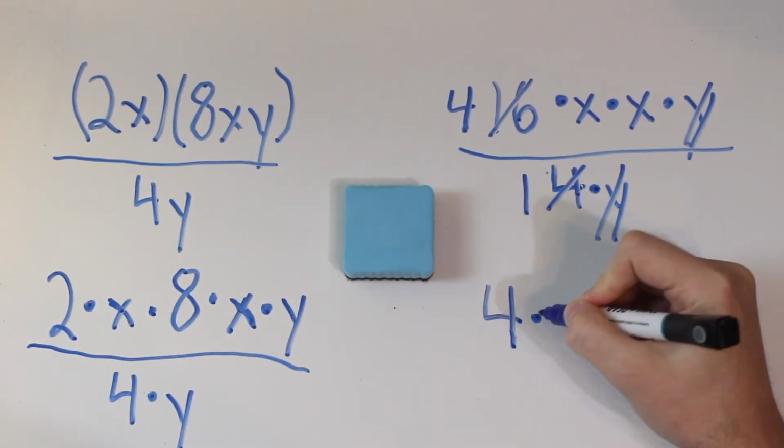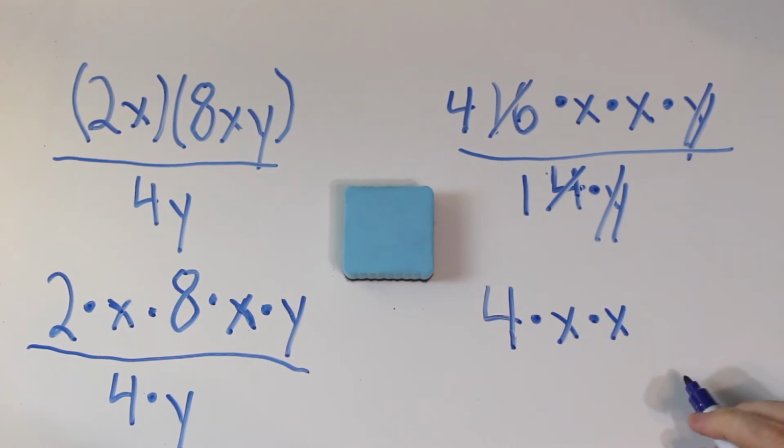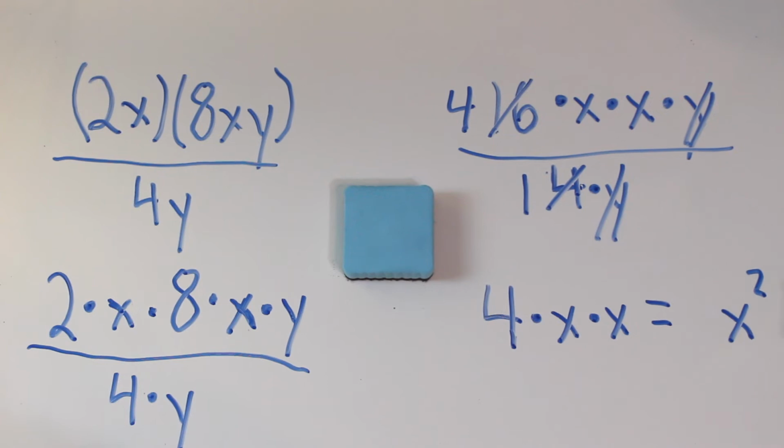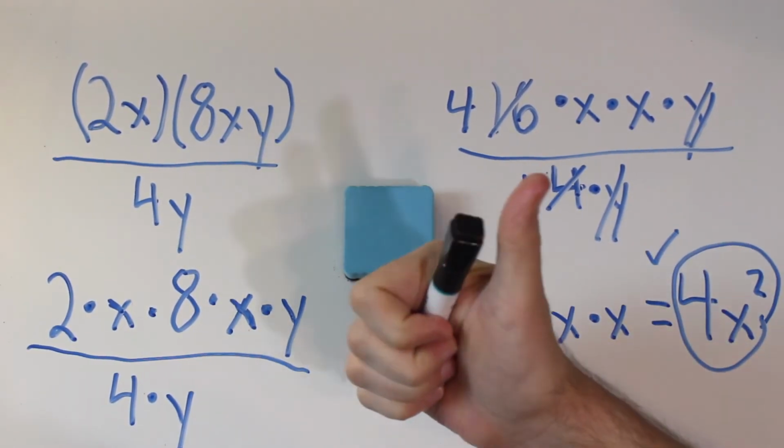So now we have 4 times x times x. X times x becomes x squared. That leaves 4x squared. That's it, we did it.